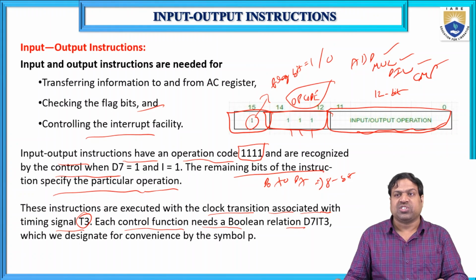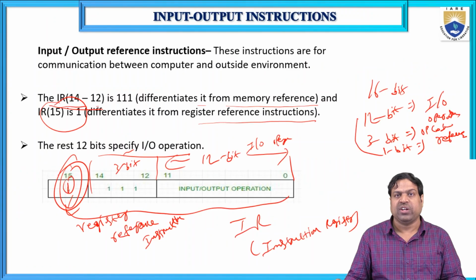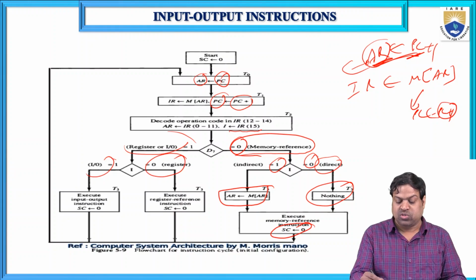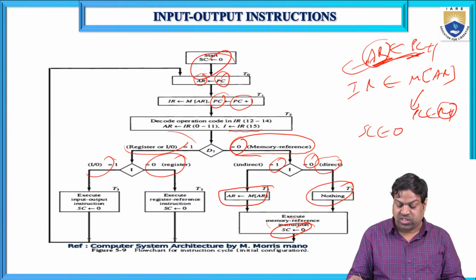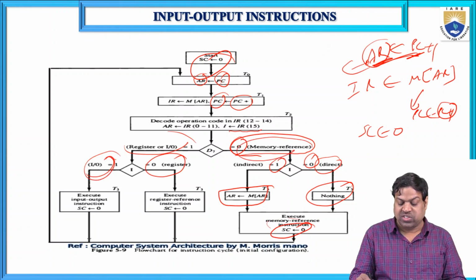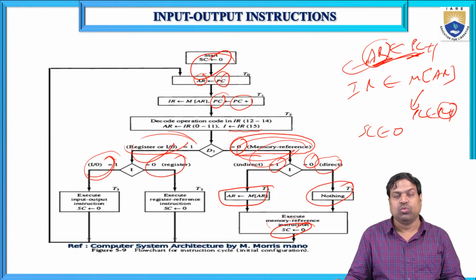Here input output instructions I am taking as 0 to 15, that is 0 to 11 is the input output operation, 12, 13, 14 is the opcode, and 15 is the register reference value. It is the input output reference instructions, that is from 0 to 11, 12 to 14 and the 15th one. Here it is a flow chart of input output instructions from SC to execute memory reference instructions. So SC tends to 0 to the last one, SC to 0. But how many conditions are there? Input output condition and memory reference, register reference. So two conditions we have there.